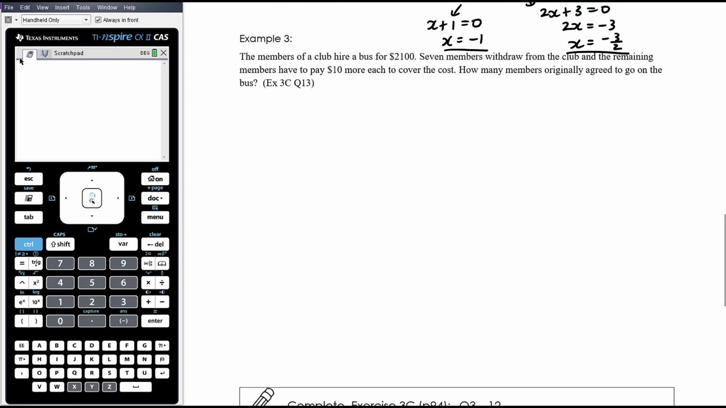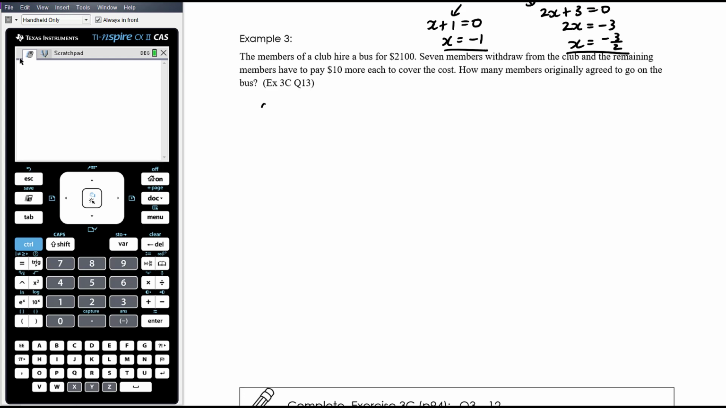Okay, example 3, final example here is a worded problem, and it is taken from your textbook, exercise 3C, question 13. The members of a club hire a bus for $2,100. 7 members withdraw from the club, and the remaining members have to pay $10 more each to cover the cost. How many members originally agreed to go on the bus?